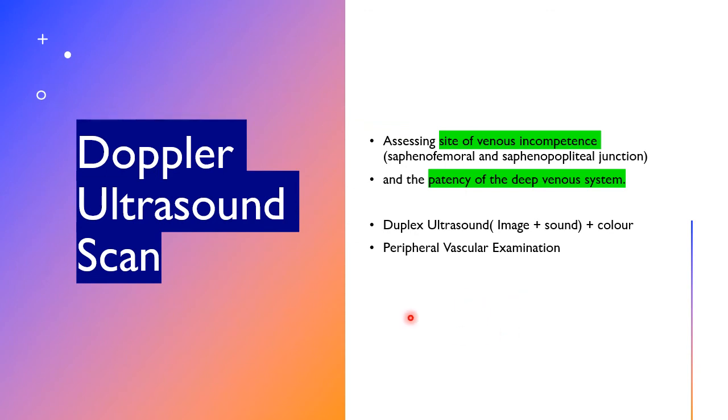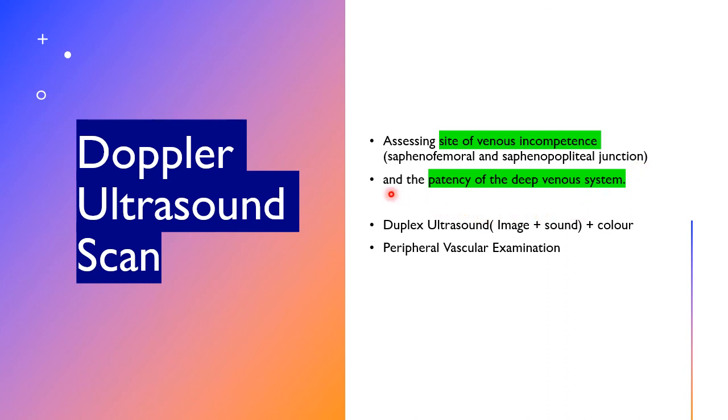Next, we come to the Doppler ultrasound scan, which has become the most important investigation for venous varicose veins today. It is very helpful to assess the site of venous incompetence, which is most commonly at the saphenofemoral junction and or at the saphenopopliteal junction. So placing the probe over these junctions will help to determine whether there is any incompetence and reflux of blood.